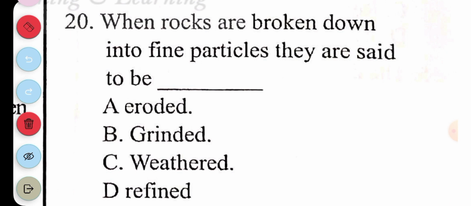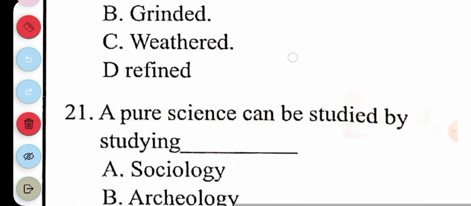Question 20. When rocks are broken down into fine particles, they are said to be A. Eroded, B. Grinded, C. Weathered, D. Refined. And the correct answer to this is C. Weathered. That's the right term.